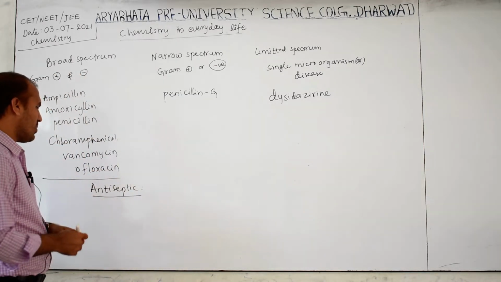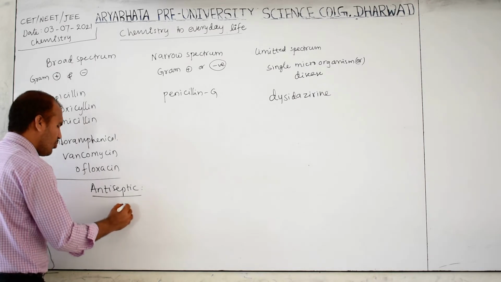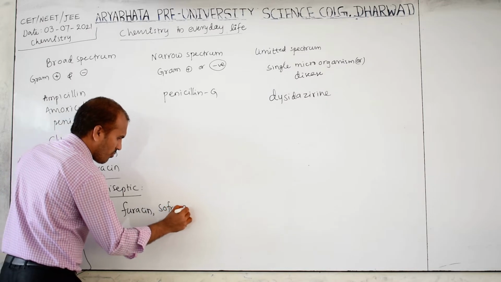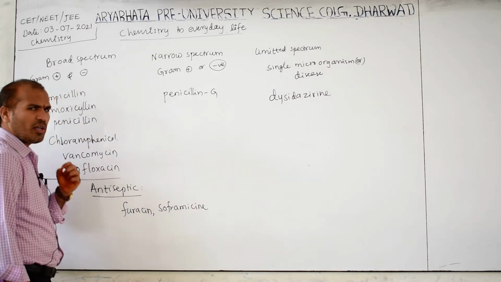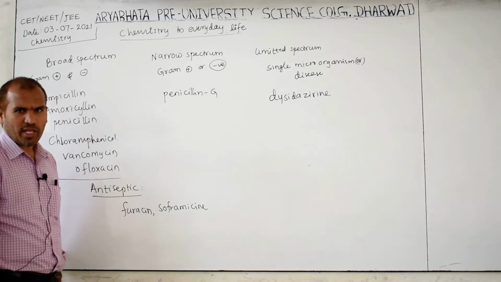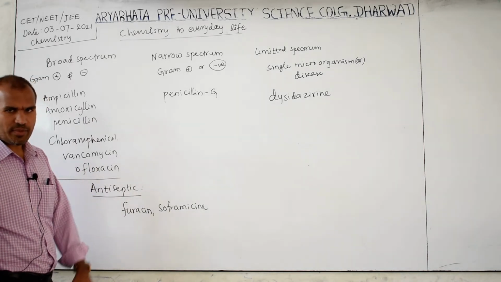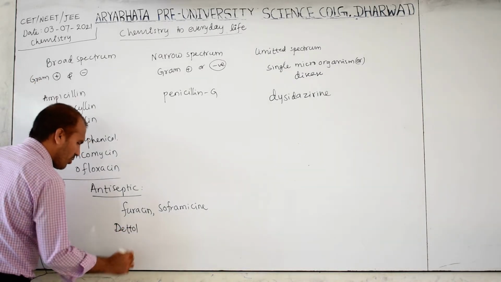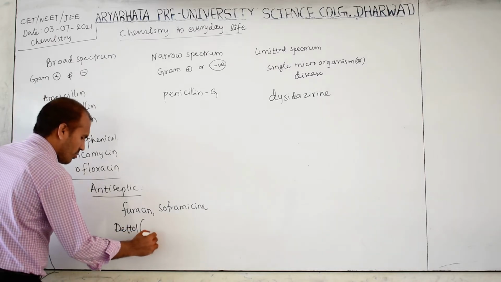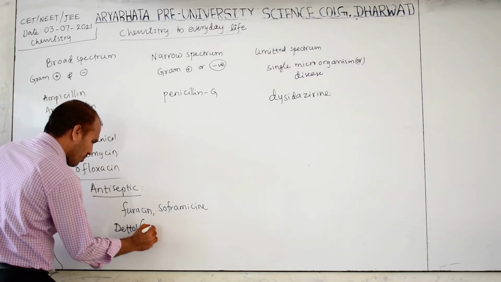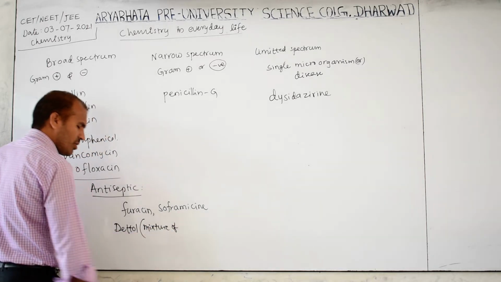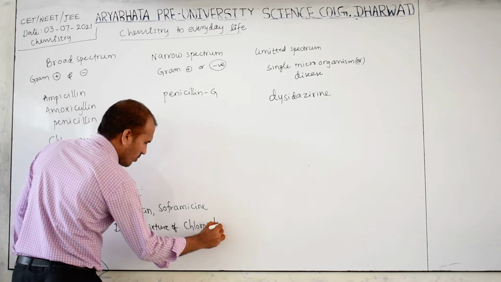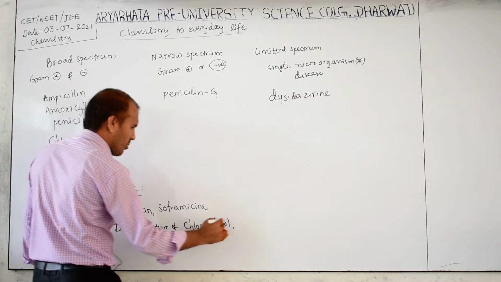Some antiseptic examples are furacin and soframycin. Examples are very important. They may ask which of the following is an antibiotic or which of the following is an antiseptic. Another very useful one that everyone knows: Dettol is one of the examples of antiseptics. Dettol is a mixture of chloroxylenol and terpineol.